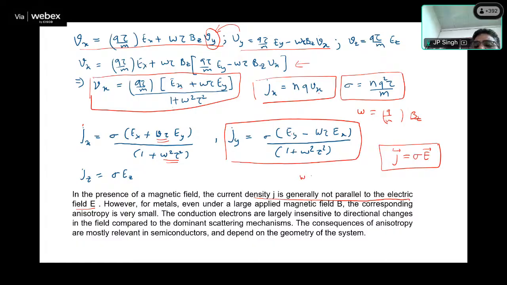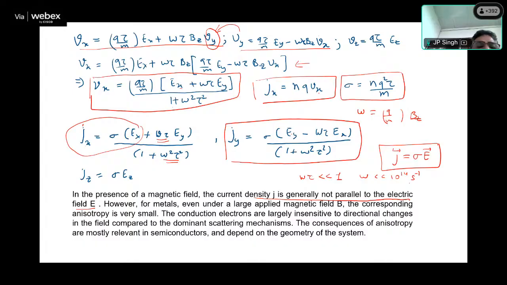So the value of omega tau: if it is less than 1, then in this case Jx will be simply proportional to Ex. So if omega tau is less than 1, or if omega is less than 10 raised to power 14 second inverse, because your tau, the mean free time, is 10 raised to power minus 14.